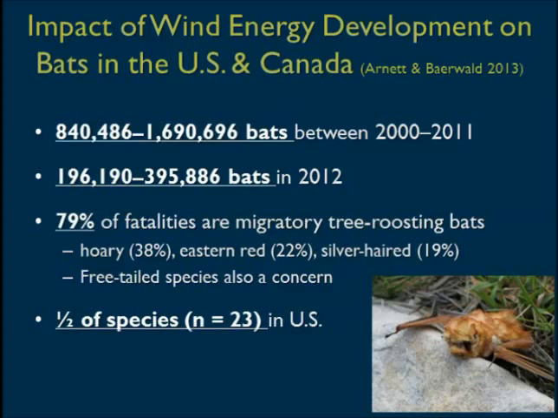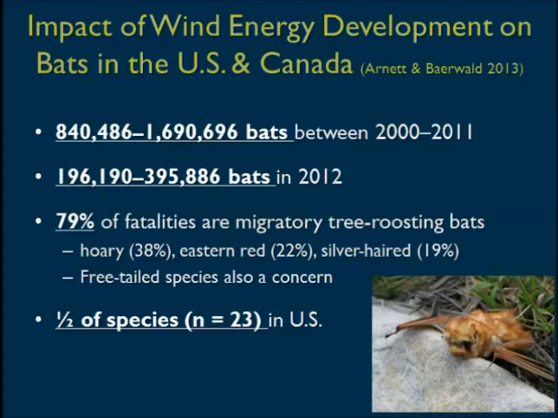And in 2012, given that there was about 60,000 megawatts of wind energy development in the United States, it was estimated anywhere between almost 200,000 to 400,000 bats were killed by wind turbines. In these two countries, the vast majority of fatalities that have been recovered are from migratory tree-roosting bats. These are hoary bats, Eastern red bats, and silver-haired bats, and you can see the percentage of fatalities there. But we don't have a lot of information across many parts of the country, including the Southwest, but there is some suggestion that Brazilian free-tailed bats are also a species of concern. And in total of the 46 species in the U.S. and Canada, approximately half of these have been found underneath wind turbines.